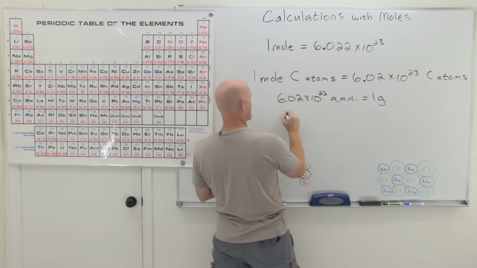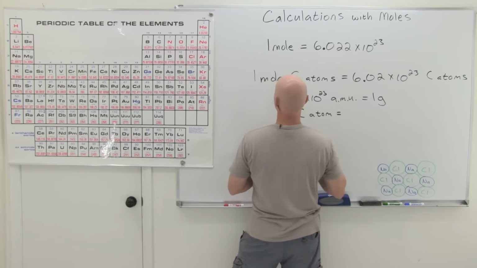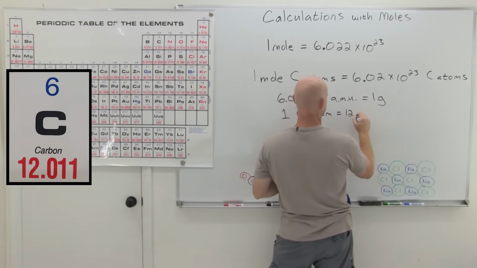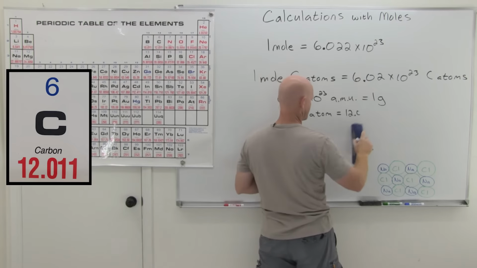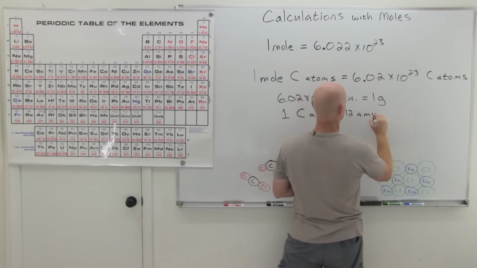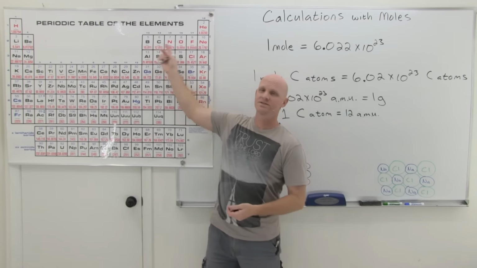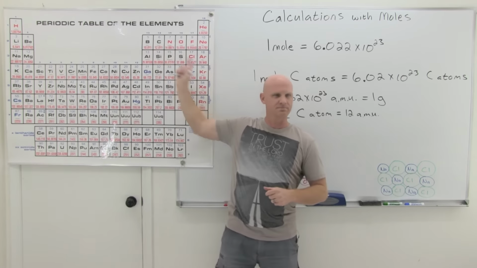We can say that 1 carbon atom, and look on here, it's 12, and I'm going to carry that 0.011, and actually, we're going to round that. Equals 12 atomic mass units. And it turns out this number gets a little bit crazy in terms of talking about one single atom because it's really an average. But we'll really see what this means in a second.